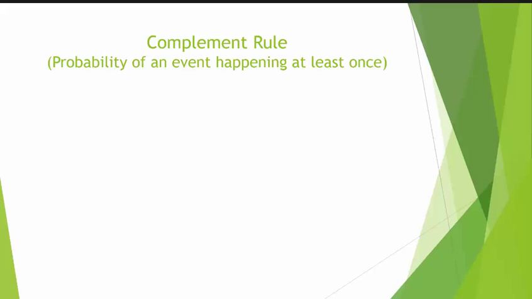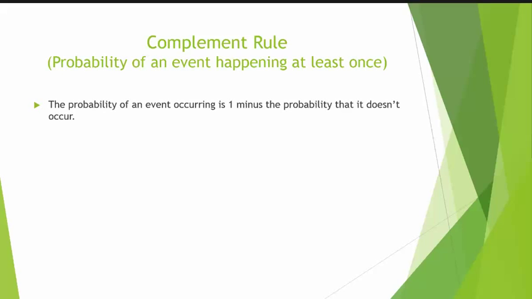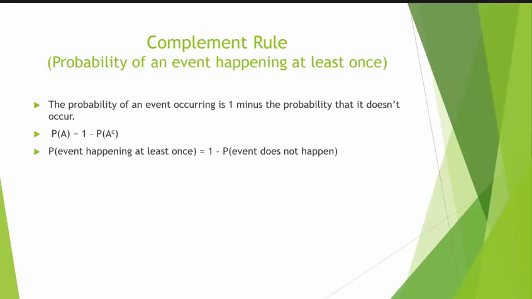So the complement rule says the probability of an event occurring is 1 minus the probability that it doesn't occur. This is our notation: the little c up top means A complement. So the probability of A is equal to 1 minus the probability of A complement, because when you add the probability of A and its complement together, you get the entire sample space, you get 1. So the probability of an event happening at least once is 1 minus the probability that the event does not happen.